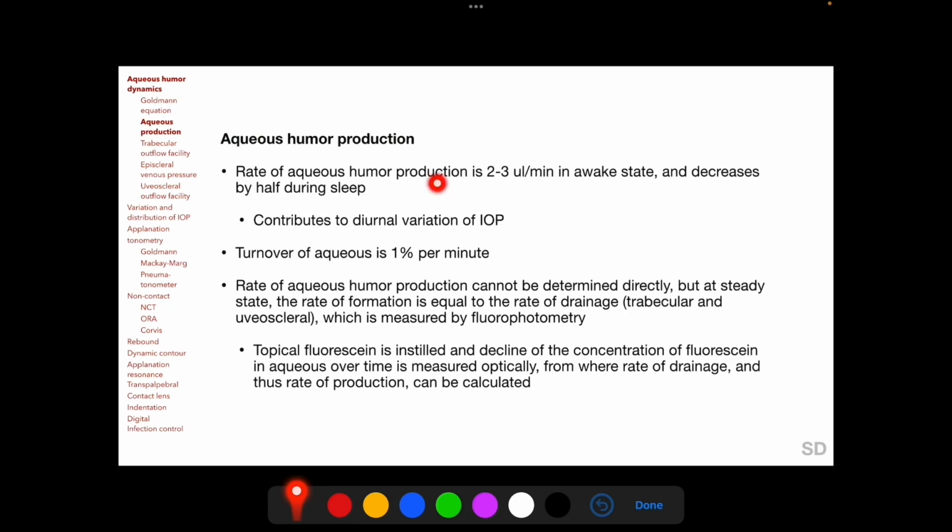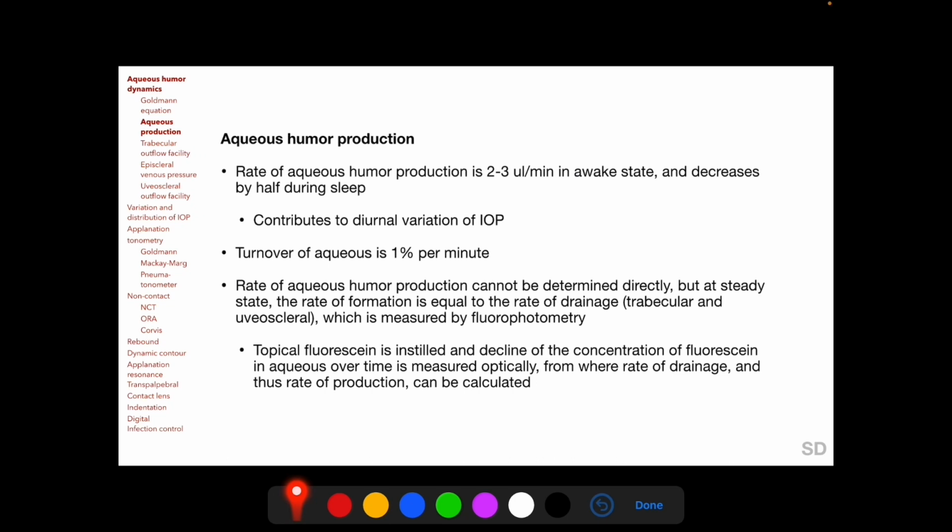Rate of aqueous humor production is estimated to be 2 to 3 microliters per minute in awake state and decreases by half during sleep, and this sleep-wake difference contributes to the diurnal variation of intraocular pressure, which we will be discussing in more detail in this session. Turnover of aqueous humor in the anterior chamber is said to be 1% per minute, or in other words, the total amount of aqueous humor at any point of time can be exchanged in 100 minutes.